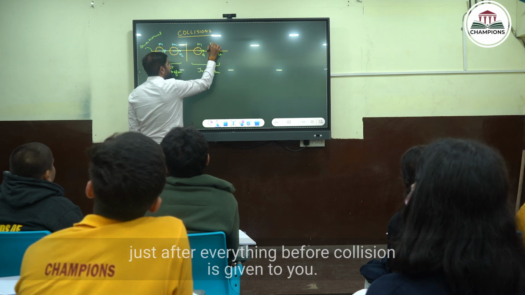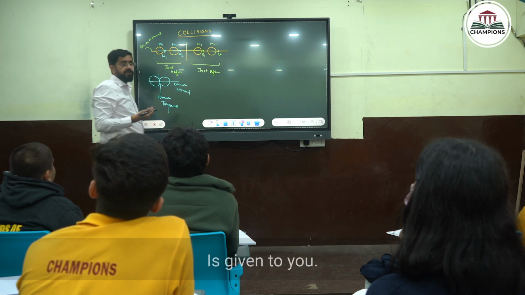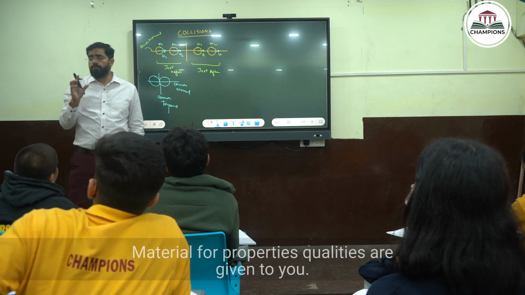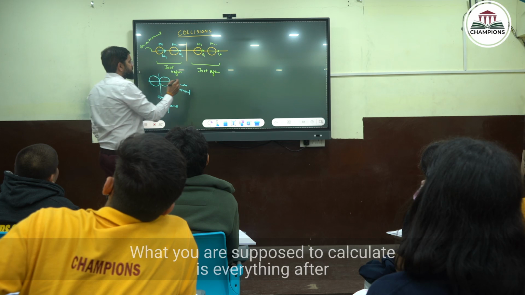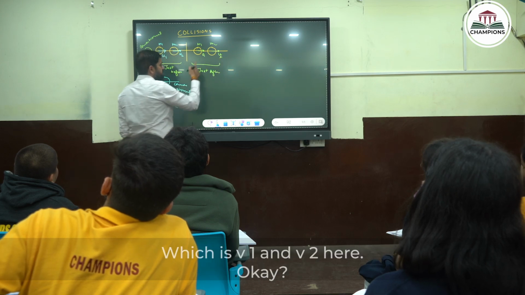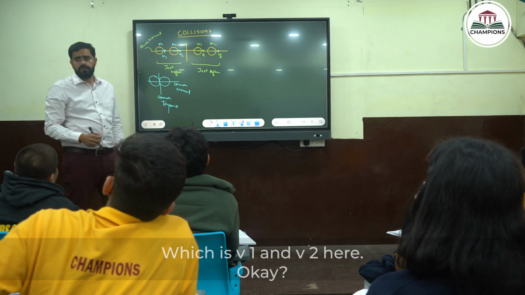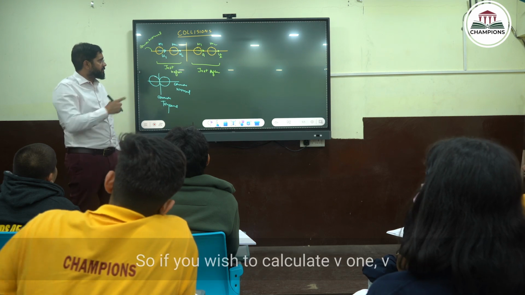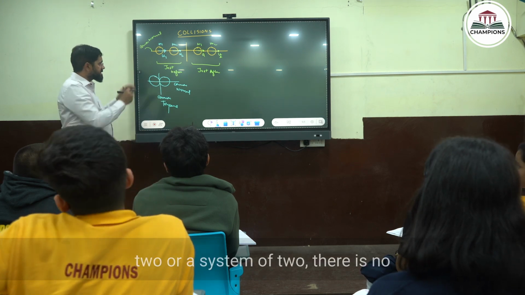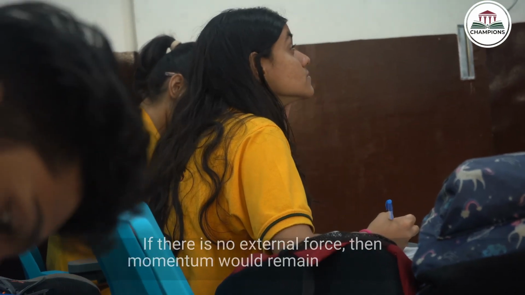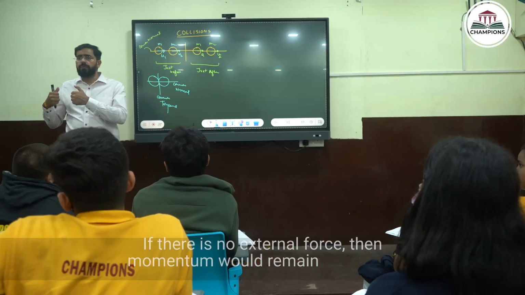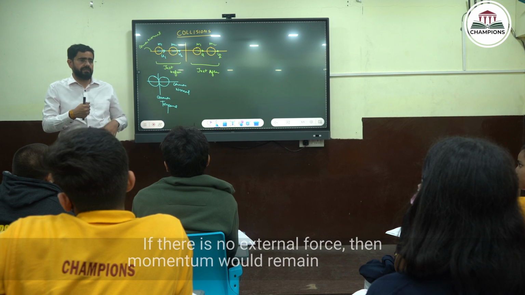Everything before collision is given to you. यानी u1, u2 is given to you. Material properties, qualities are given to you. What you are supposed to calculate is everything after collision, which is v1 and v2 here. Okay? So if you wish to calculate v1 and v2 on a system of two, there is no external force. If there is no external force, then momentum would remain conserved.